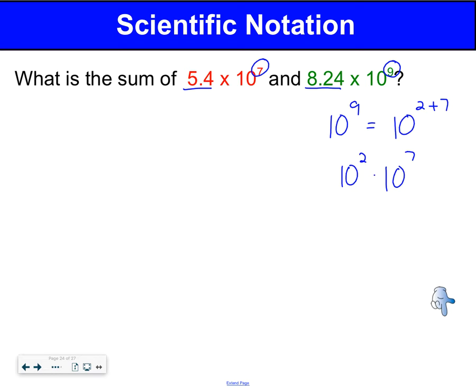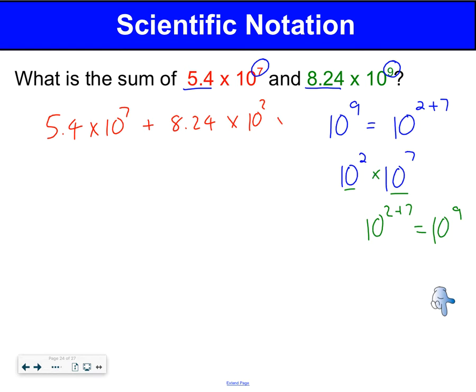Once again, we know that these are equal because if I have the same bases and I'm multiplying, I'm able to just add the exponents. 10 to the 2 plus 7 equals 10 to the 9th power. So now that I know that 10 to the 9th power equals 10 to the 2 plus 7, I can rewrite my problem. I'm going to have 5.4 times 10 to the 7th, and I'm going to add 8.24 times, and instead of 10 to the 9th, I'm going to write 10 to the 2nd times 10 to the 7th.